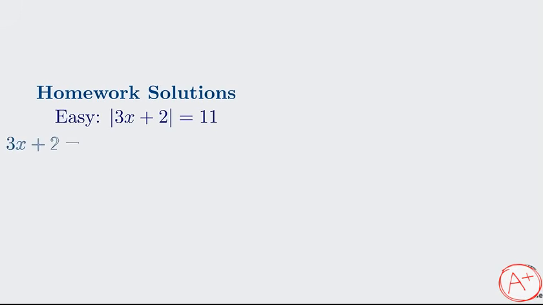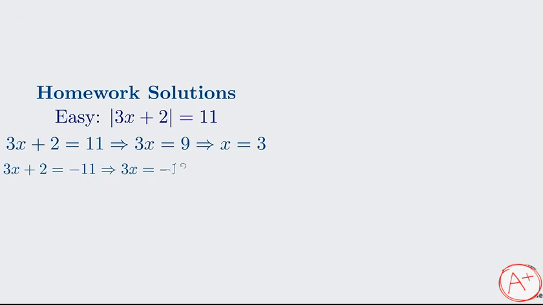Let's go through the solutions. For the first question, we split into 2 cases. In case 1, 3x plus 2 equals 11, which simplifies to 3x equals 9, giving us x equals 3. In case 2, 3x plus 2 equals negative 11. Subtracting 2 gives 3x equals negative 13, so x equals negative 13 over 3.